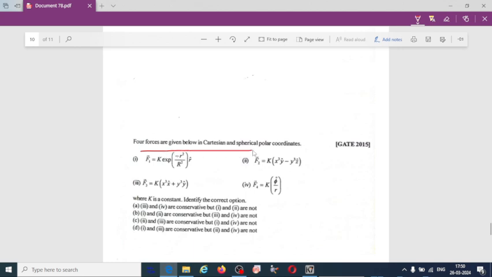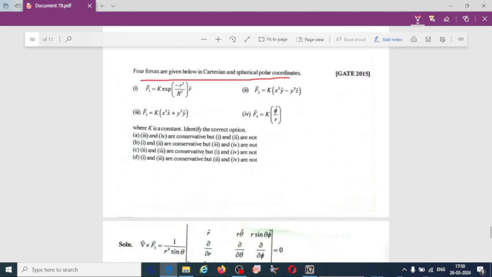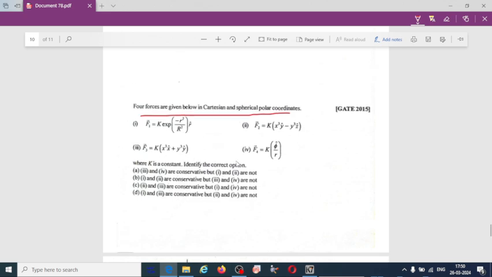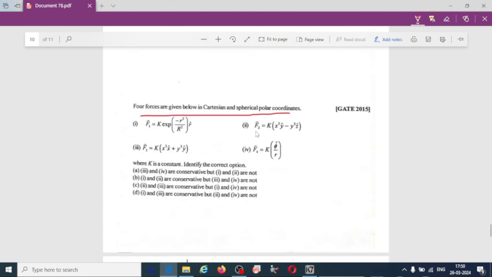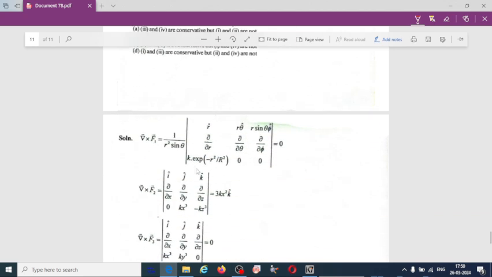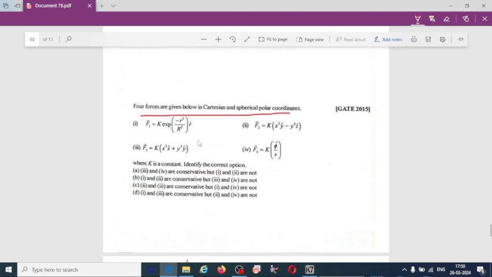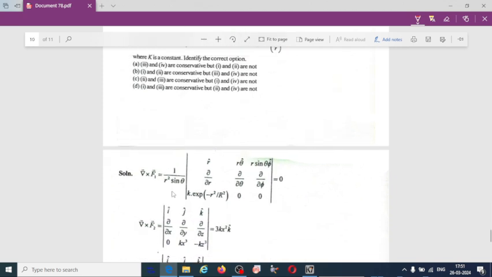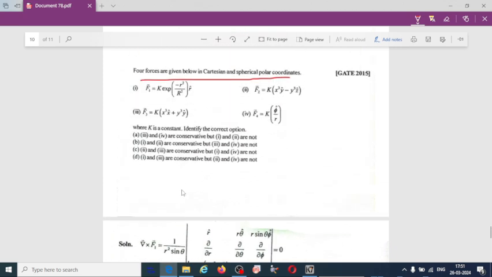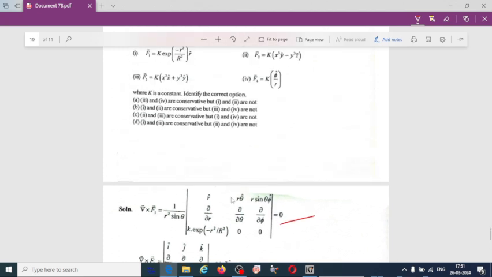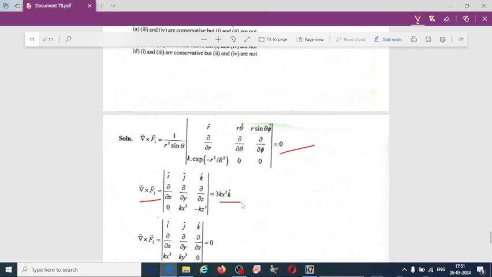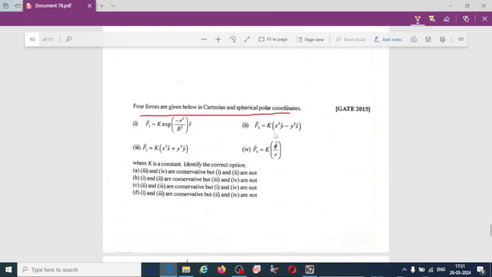Four forces are given below in the Cartesian and spherical polar coordinates, where K is constant. We need to identify the correct option here. So you have to verify all the 4 options here: del cross F1, del cross F2, del cross F3 and del cross F4. Del cross F1 if you take, that is spherical polar coordinate, that is 0. Del cross F2 if you take, that is going to be 3k x square k cap, because F2 is what? K x cube y minus y cube z cap.